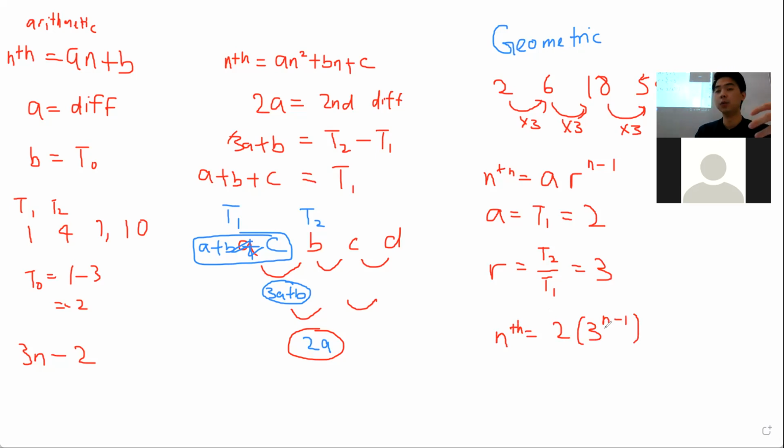A lot of students will make the mistake of writing it as 6 to the power of n minus 1. This is wrong, guys. Why? Because this is 2 multiplied by 3 to the power of n minus 1. You cannot group the 2 and 3 together. So your final answer is just what we had here: 2 times 3 to the power of n minus 1. This will be your nth term.